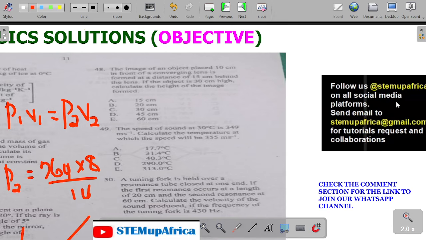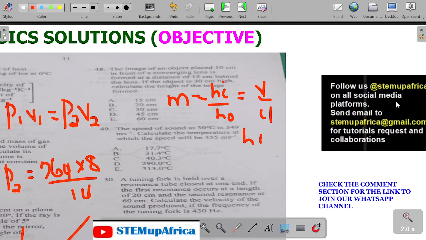Let's see question 48. It said the image of an object 10 centimeters in front of a converging mirror forms at a distance of 15 centimeters behind the mirror. If the object is 30 meters high, calculate the height of the image. We have a magnification, M, which is image height over object height equals image distance over object distance. So what is the height of the image?